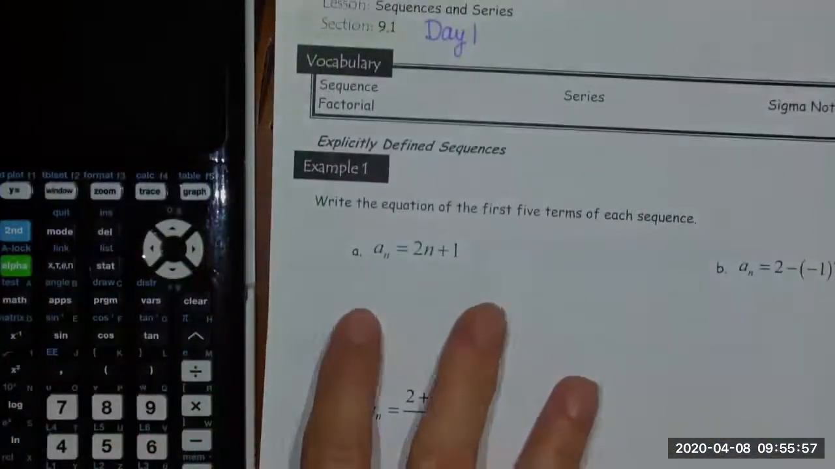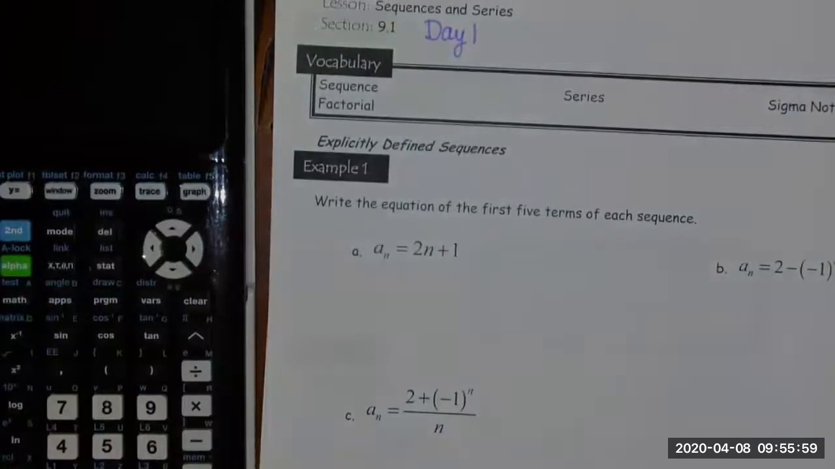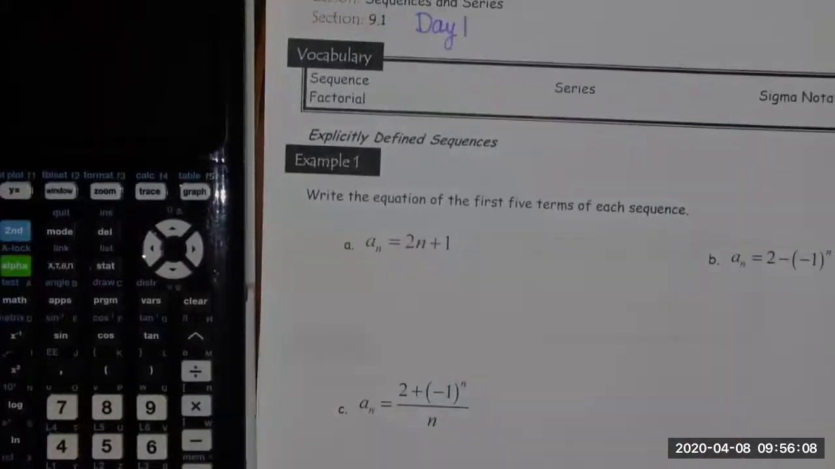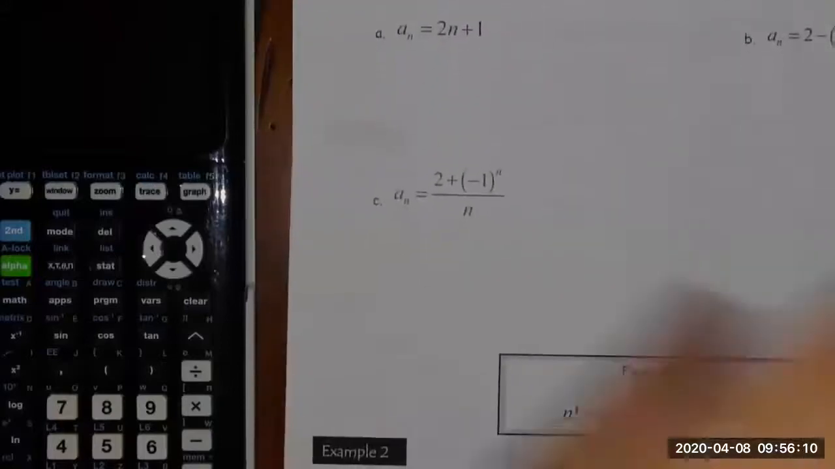Okay, what is a sequence and what's a series? A sequence is a list of numbers like 1, 3, 5, 7, or 1, 2, 3, 4, or 2, 4, 6, 8. It's just a list of numbers. A series is when we add them up. So let's look at this.